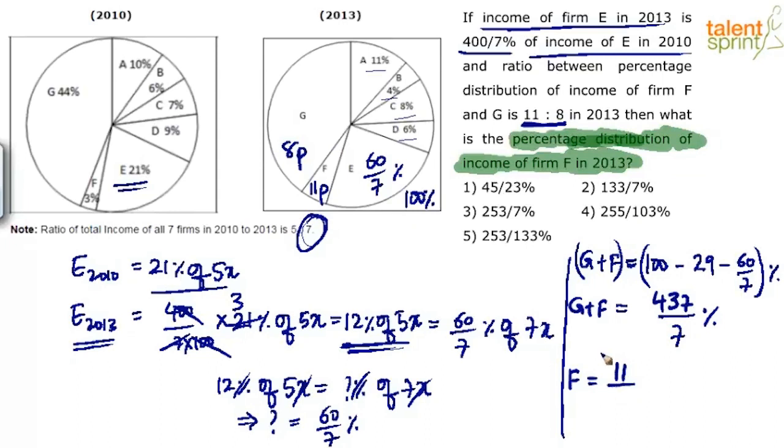11 parts out of 11 plus 8, 19 parts. Yes or no? 11 by 19. F is 11 by 19. G will be 8 by 19, right? But we need F. So 11 by 19 into 437 by 7%.